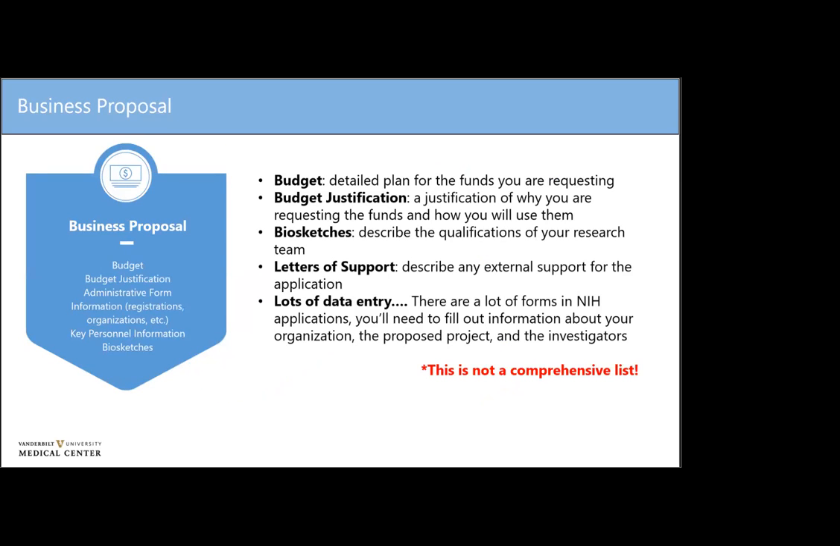The business proposal almost always includes a budget and a justification. The budget is the detailed plan for the funds that you're requesting, and the budget justification is justifying how you're going to use these funds and why you are requesting them. Drafting budgets can be challenging, but I recommend working closely with your PI to understand the project, and that will help you to create a budget. And Donna will be covering budget basics and allowable costs next week in her class.